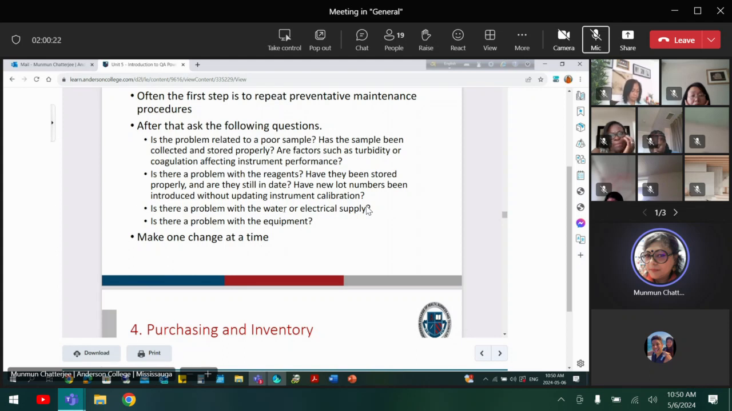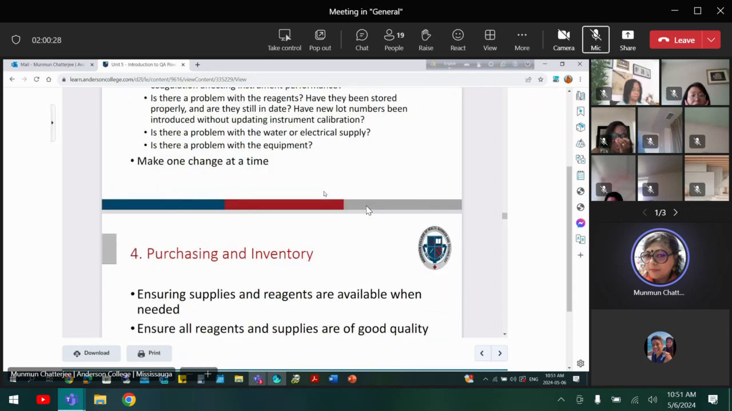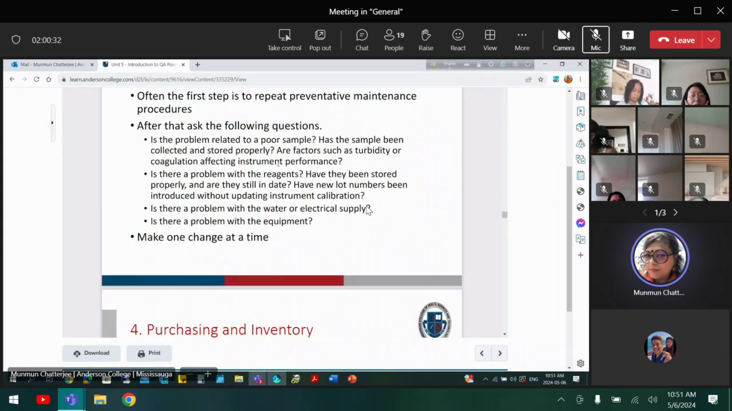Is there a problem with water or electrical supply? Is there a problem with the equipment itself not functioning? Make one change at a time. You cannot check everything at once. First is the poor sample: has the sample been collected and stored properly? One by one, through different stages, slowly you go ahead, until you reach the end at the instrument.